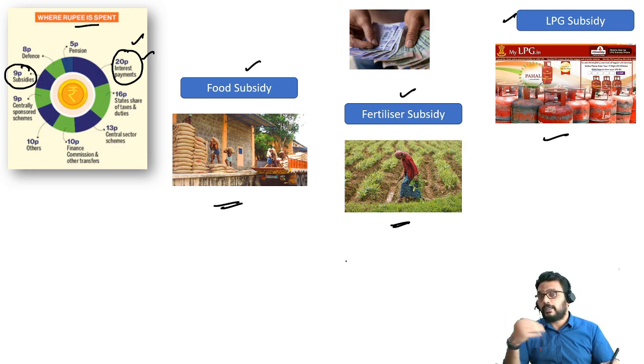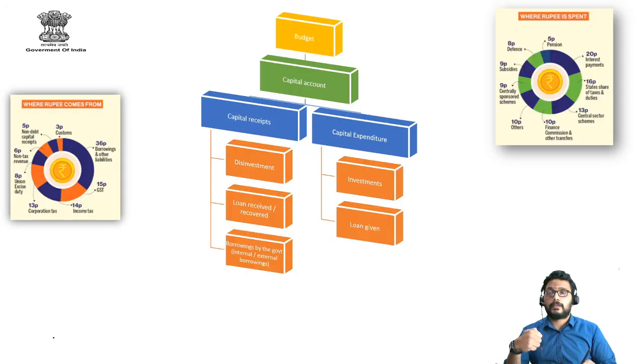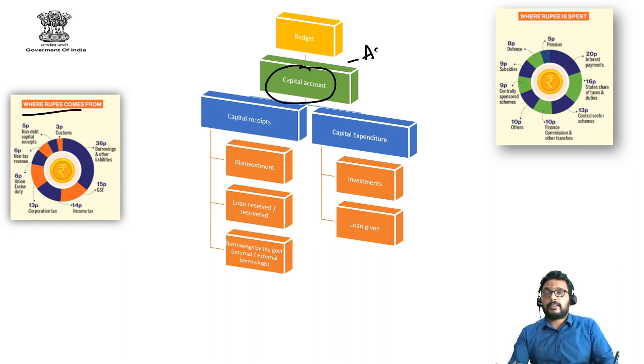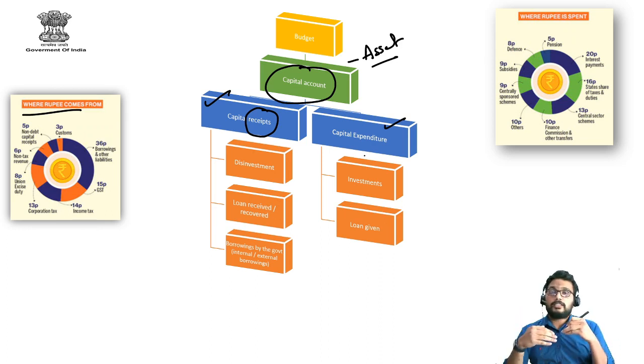Hence, you will be given subsidies, and that will be part of the government's expenditure, which is not creating any asset. Now, where is the rupee coming from when we consider the capital account? In the capital account, we have the capital receipts. In general, you have to remember there is a term asset which is linked to the capital. So receipts on this capital, you are getting some returns. And expenditure on this capital, you are spending from the government's pocket to create an asset.